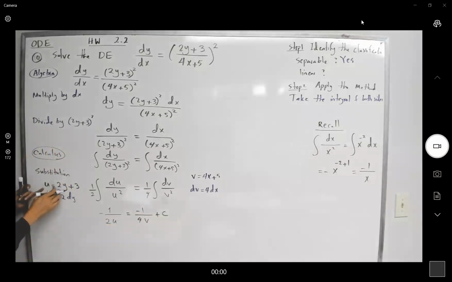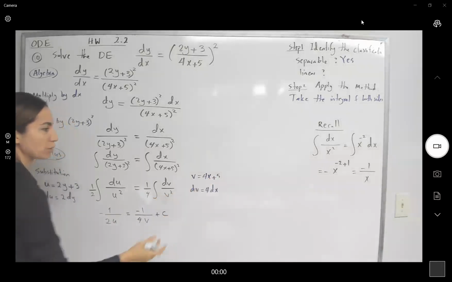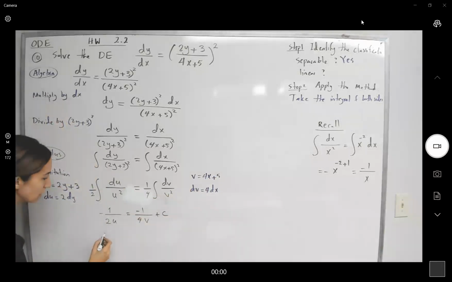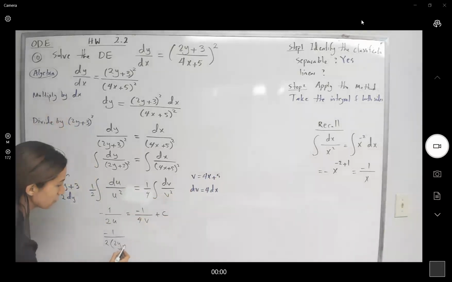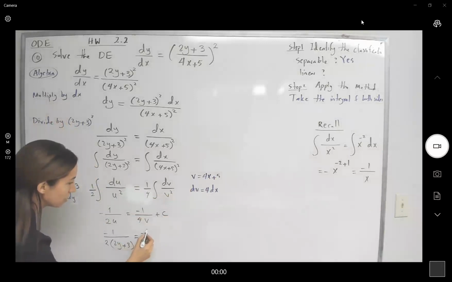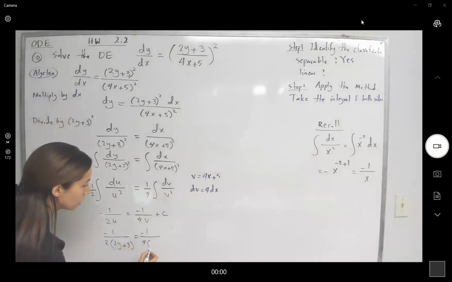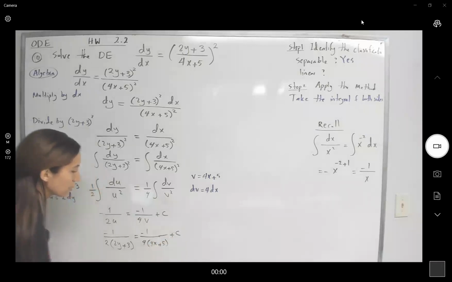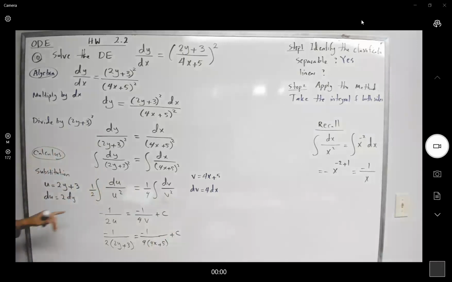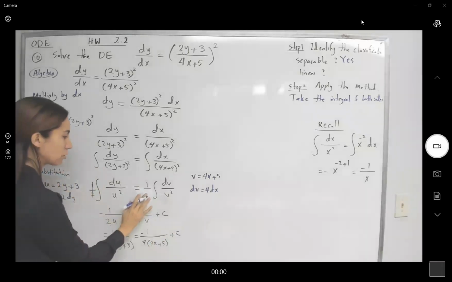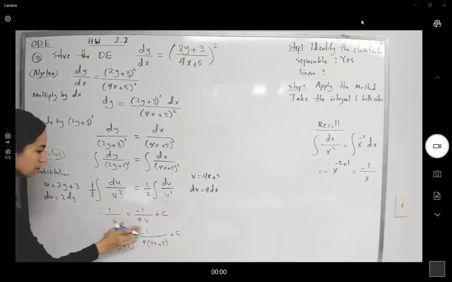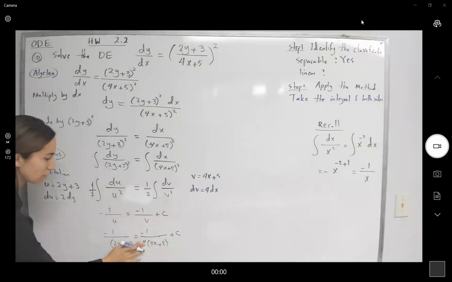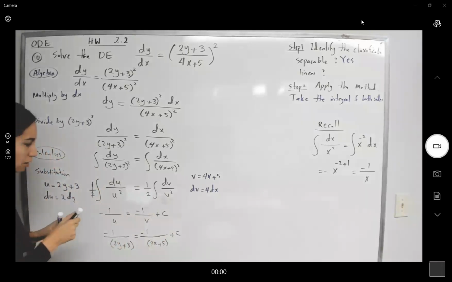Remember that your u was 2y plus 3, your v was 4x plus 5, so let us replace this. You get negative 1 divided by 2 times (2y plus 3) equals negative 1 over 4v, which is 4x plus 5, plus the constant of integration. Remember that here you could simplify the whole thing. You could say that I can cancel out a half and a half here. So you could just write this as 2v instead of adding more complexity here.